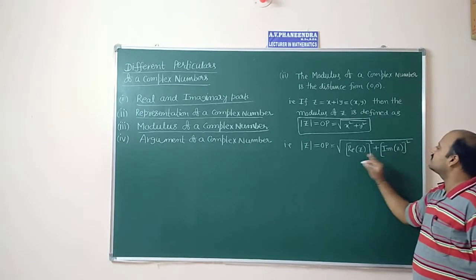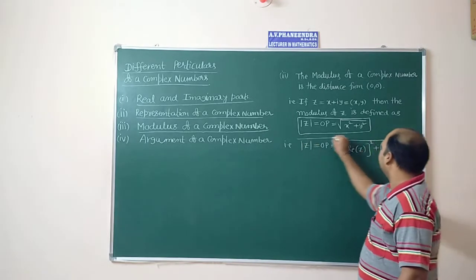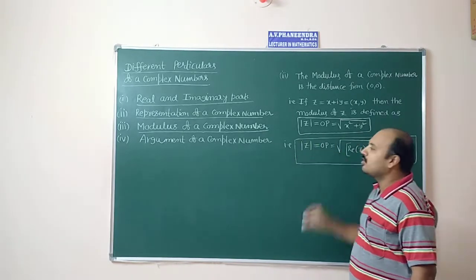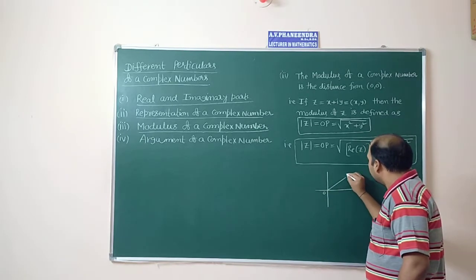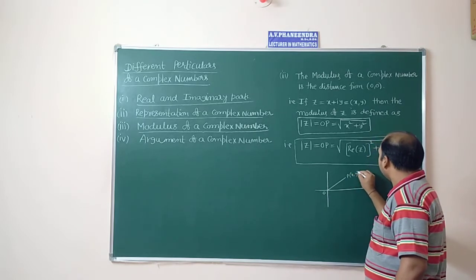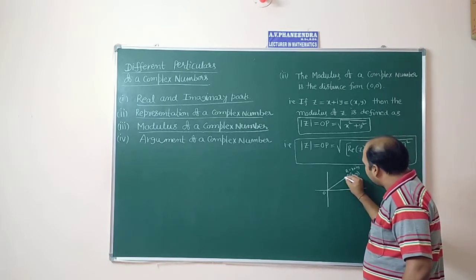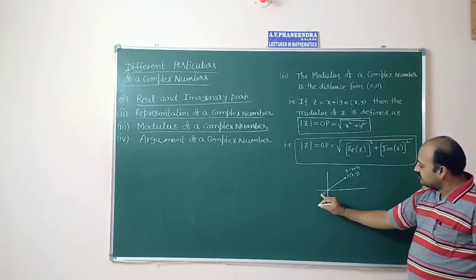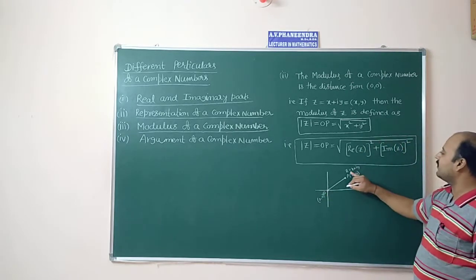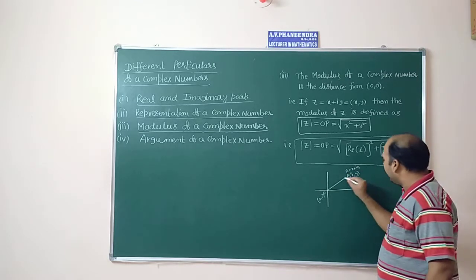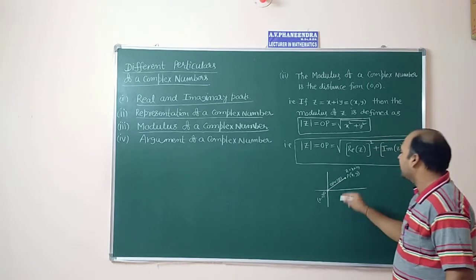So the square root of the sum of the squares of the real and imaginary parts of a complex number is called the modulus of a complex number. In the orthogonal plane, this is O, and P is (x, y). In other words, for the complex number x plus iy, the distance from the origin to the point P of the complex number z is OP. This is equal to mod z. This is called the modulus of a complex number.